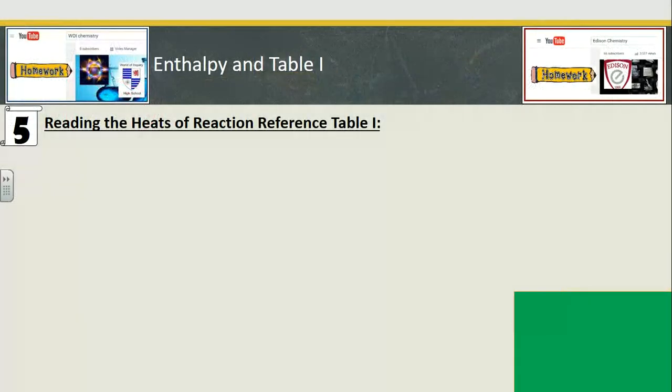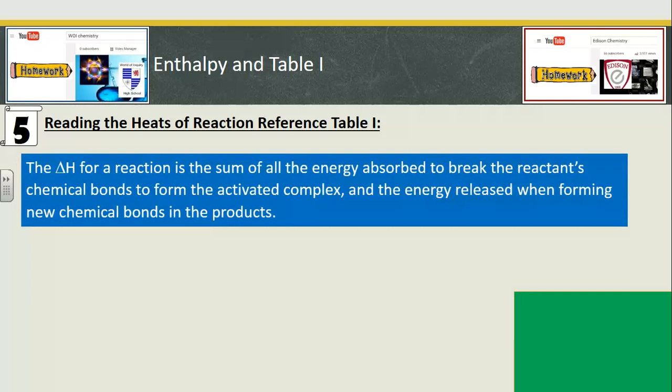H. So to read the heats of reactions on reference table I, you have to understand that the delta H for the reaction is the sum of all the energy absorbed to break the reactant's chemical bonds to form the activated complex at the top of our potential energy diagrams, as well as the energy released when forming the new chemical bonds of the product. So the overall delta H of the reaction is how much energy is absorbed or released in breaking all the atoms' bonds in the reactants, and then forming all the atoms' bonds in the products. The overall net change in heat is delta H.